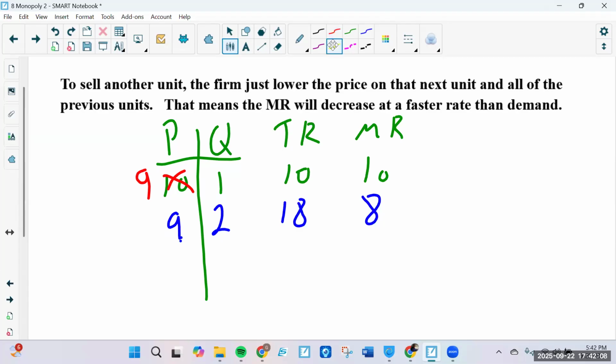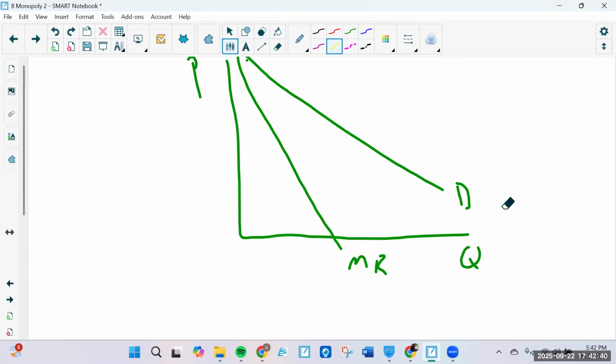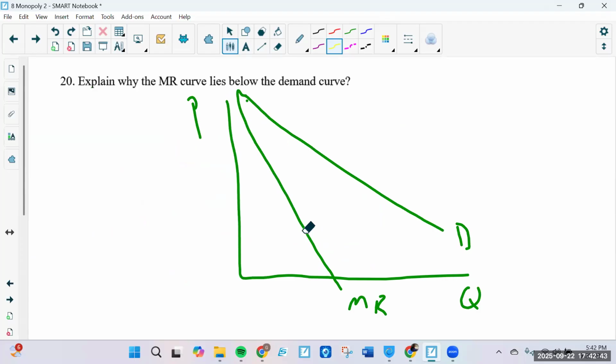If I want to sell a third unit and I lower the price to 8, well, 8 times 3 is 24, right? So I really only gained $6. Why? Because 24 minus 18 is 6. Why did that happen? Well, because I gained 8 here, but I had to lower this one here to 8, so I lost 1. And I had to lower this to 8, and I lost another one, so 8 minus 2 is 6. Okay, this is why the marginal revenue curve falls at a faster rate than demand.